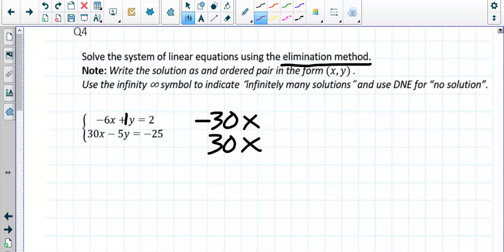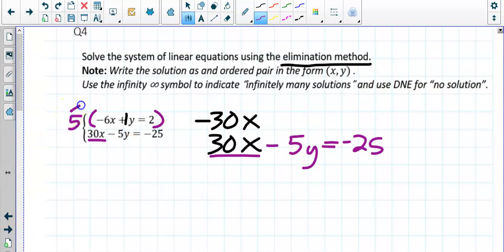Most of the time, these decisions are made in our mind really, really quick. Notice this guy and this guy already match. So do I have to change the bottom equation? No. So we're going to leave it alone. If it already matches, leave it alone. Okay? But you said earlier, we need to multiply this by what again? 5. Because 5 times a negative 6 gives us the negative 30x.